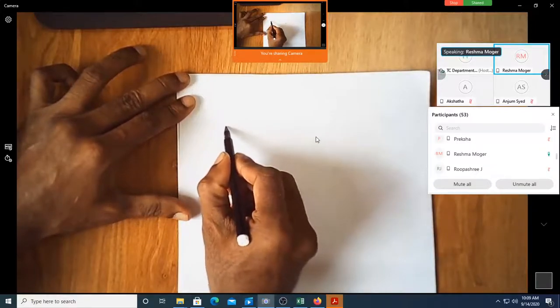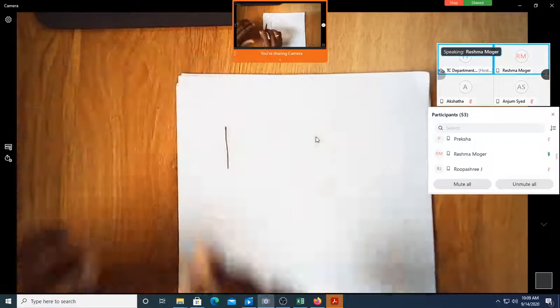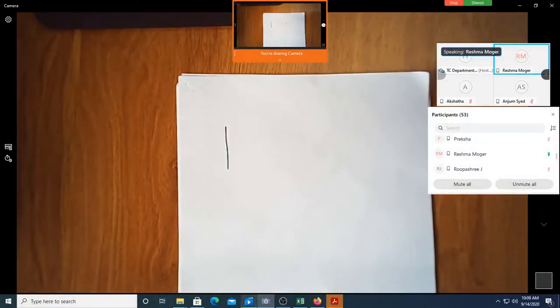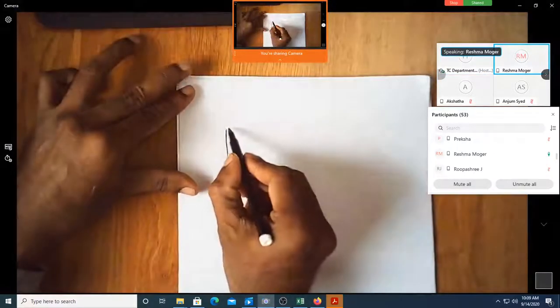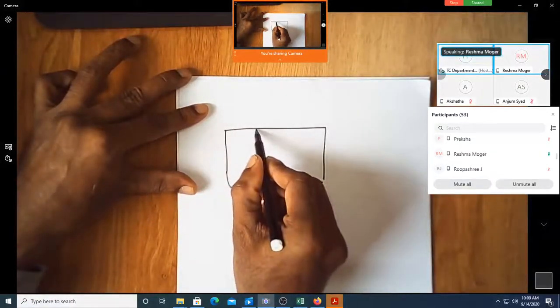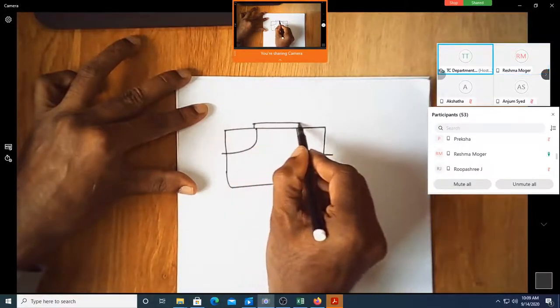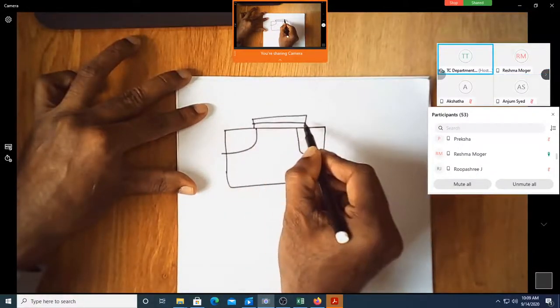Fine. Let us have a look. Why am I getting an echo sound from your side also? Okay, now this is the cross-section view of the MOSFET. So this is drain, source, and then you have the gate oxide, all those things.